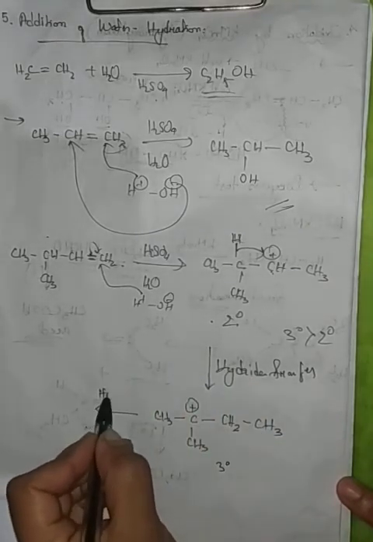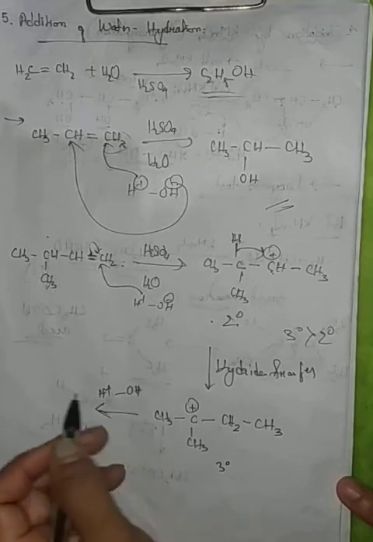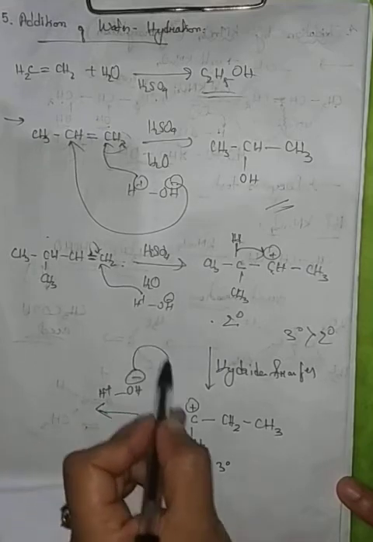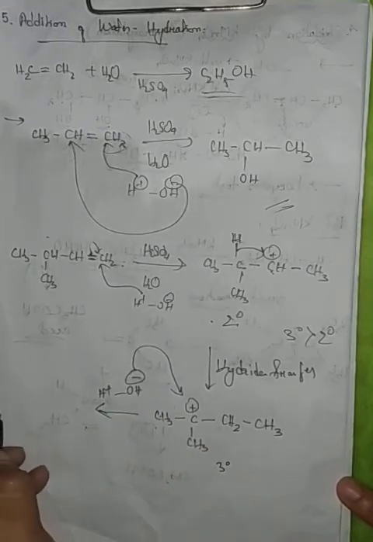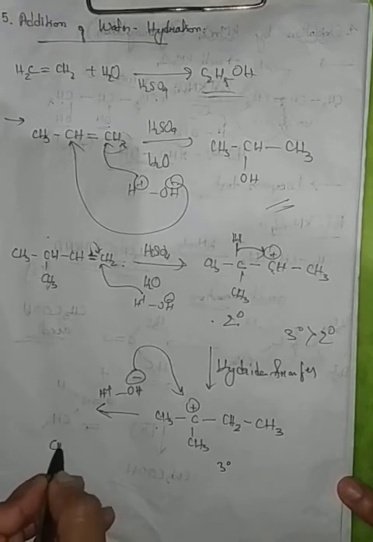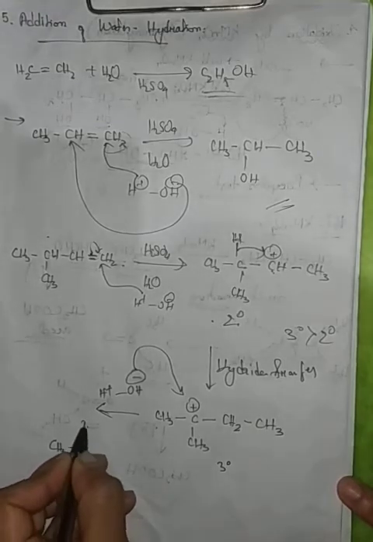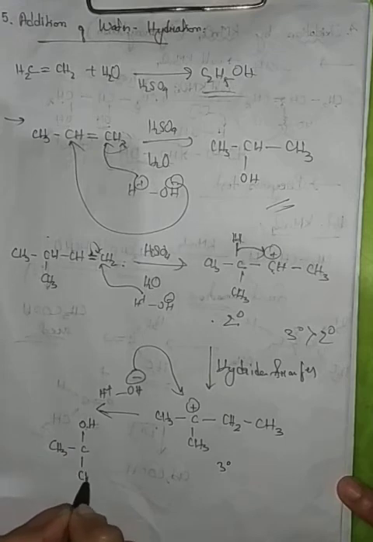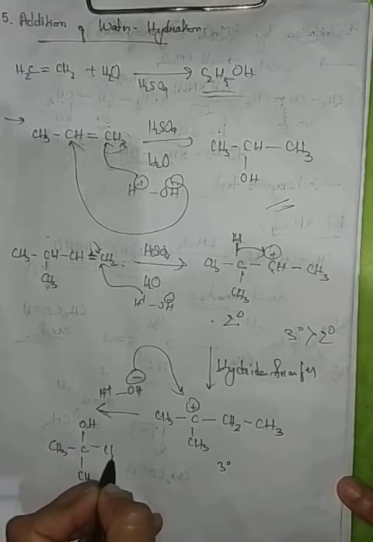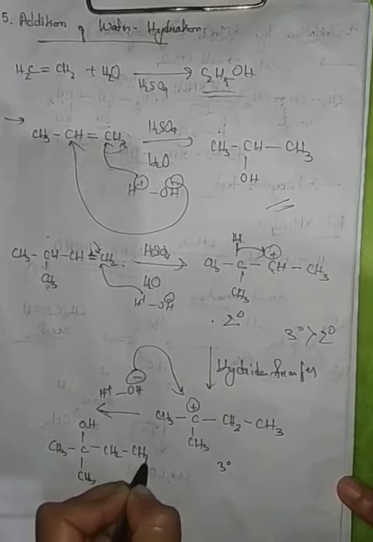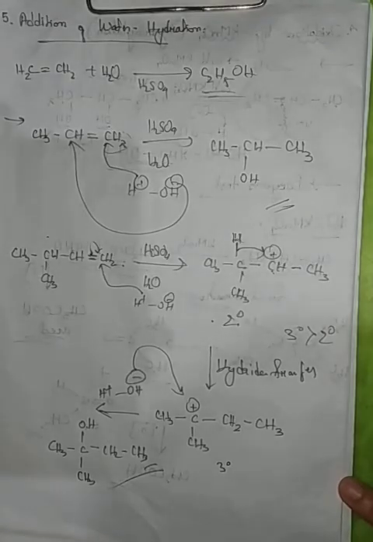Therefore it reacts with another molecule of water. The OH minus comes and attacks here. Then we would be getting our product here, CH3 C, the OH came and attached here, CH3 CH2, and then CH3. Therefore in this process the hydration reaction of alkenes takes place.